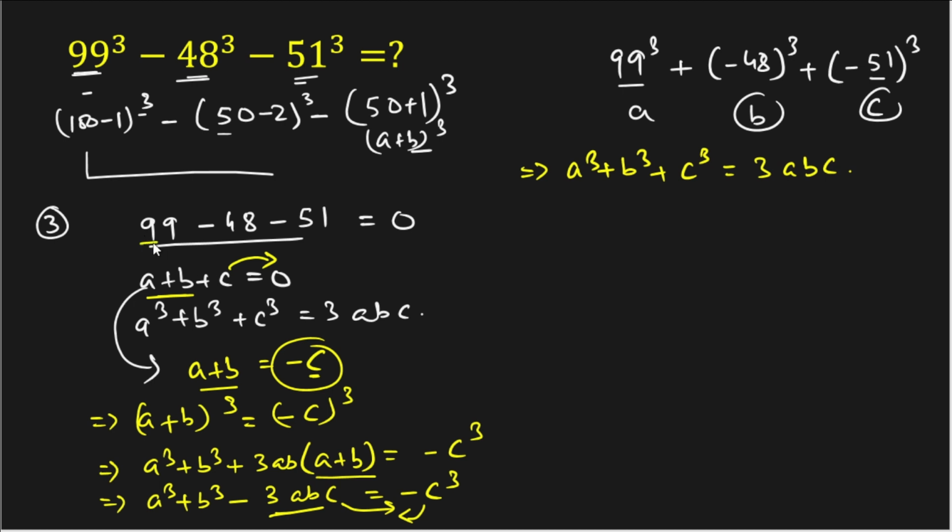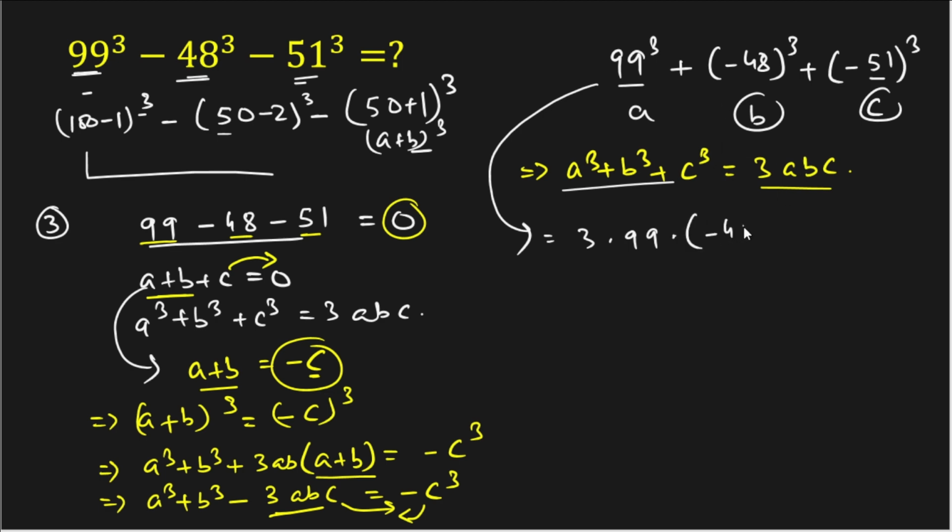Here 99 minus 48 minus 51 is 0, so the sum of the cubes will be 3 times the multiplication of 99, 48 and 51. So according to this formula, 99 cube minus 48 cube minus 51 cube is equal to 3 times a, which is 99, times b, which is negative 48, times c, which is negative 51. Here negative and negative gives positive. Now we'll simplify it quickly. So 3 times 99, we'll write 99 as 100 minus 1, multiplied by 48 multiplied by 51.